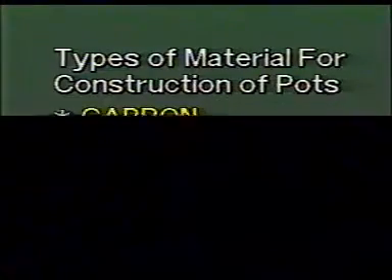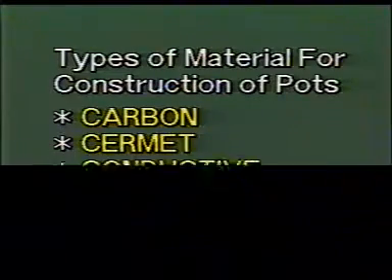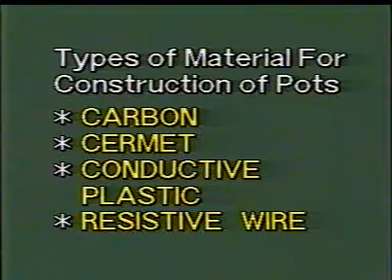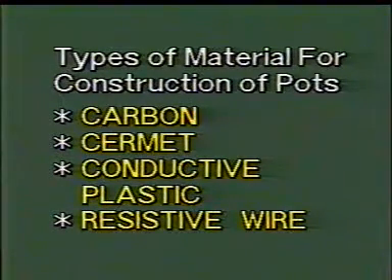Four basic types of materials are used in the construction of pots: carbon, CERMET, conductive plastic, and resistive wire. All these materials are used for making the resistance element. Let us now observe the manufacturing of carbon pots in a factory.